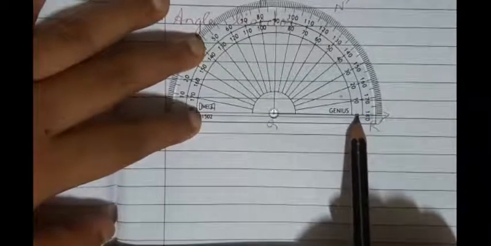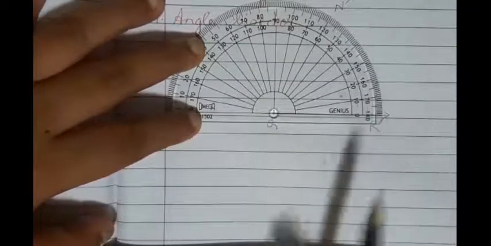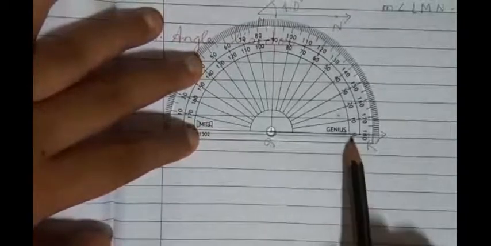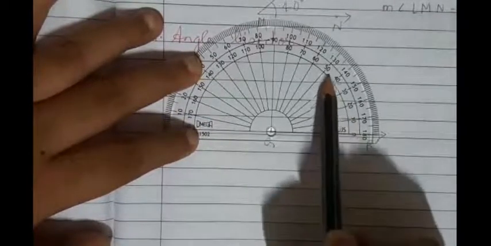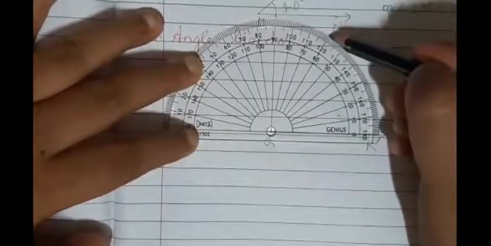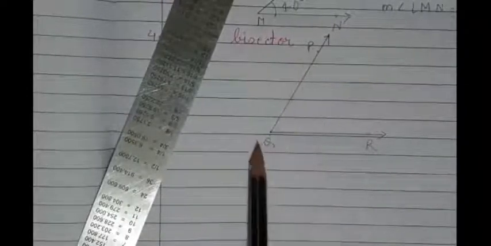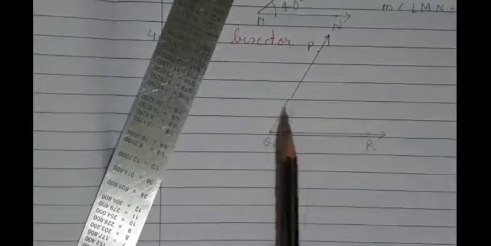Now I want 60 degrees. So what are you going to do? You are going to search for 60 inside. See here, did we get it? Now you will mark a point there, and then remove your compass, and with the help of a scale you are going to join these 2 points. So now we will get another ray, and we will name it P. Here we have got angle PQR which measures 60 degrees.